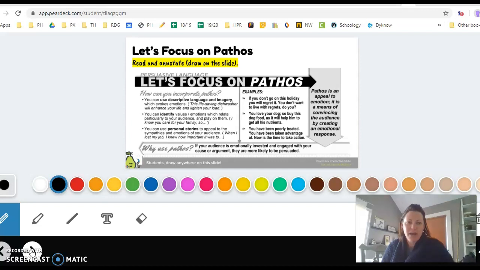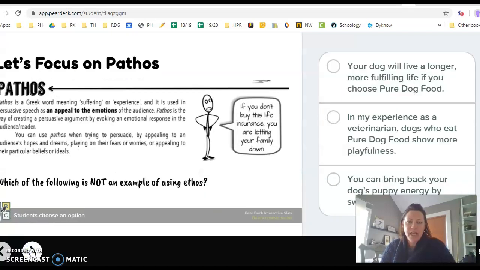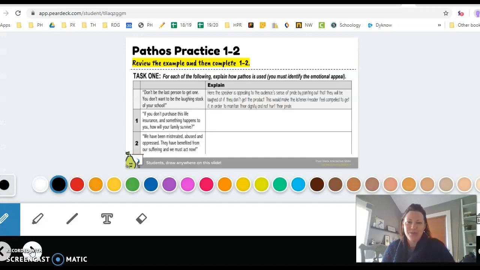I always think of it as that appeal to emotion, like your notes have mentioned. And sometimes we can say this is like trying to pull at the heartstrings of your audience, like really get the audience feeling emotional. If you remember a portion of the video, it talked about it's not about the speaker or the writer feeling emotional, it's about creating that emotion for your audience.